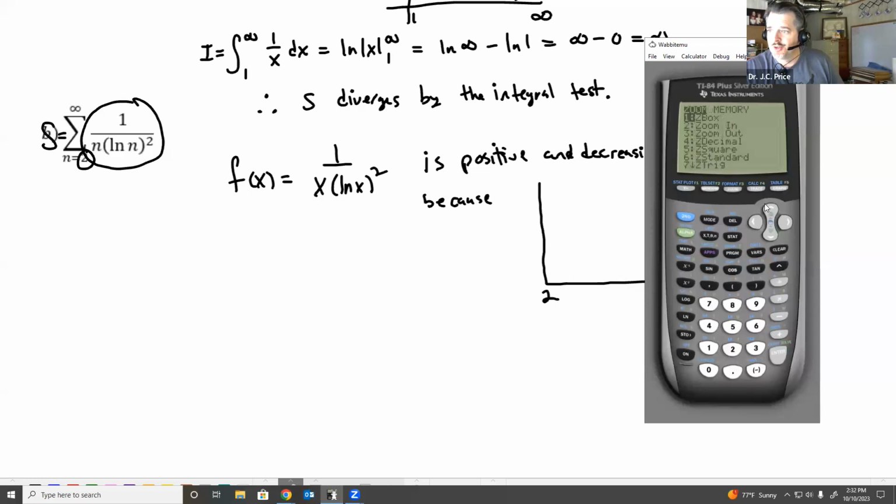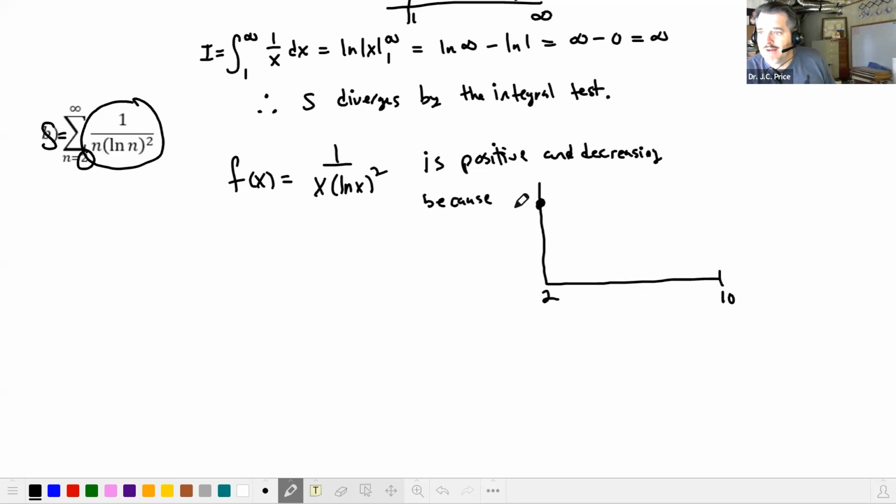And then zoom fit it. So zoom, you hit 0, and we're going to zoom fit. It'll fit the output to the input. And this will give us conclusive evidence that it's decreasing and positive, clearly. When you plug in 2 here, you get a point right here, 1 over 2 ln of 2 quantity squared. So you have that height, and then it starts up and then goes down, heading out towards height 0.